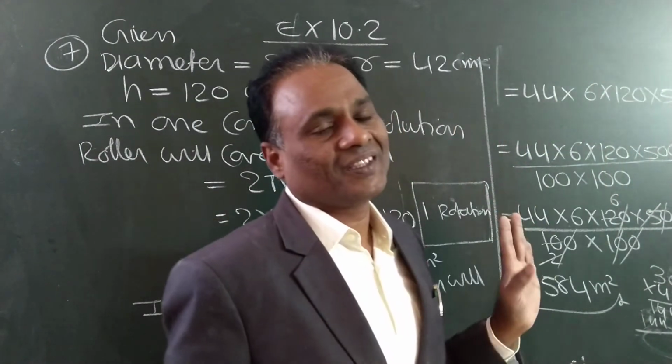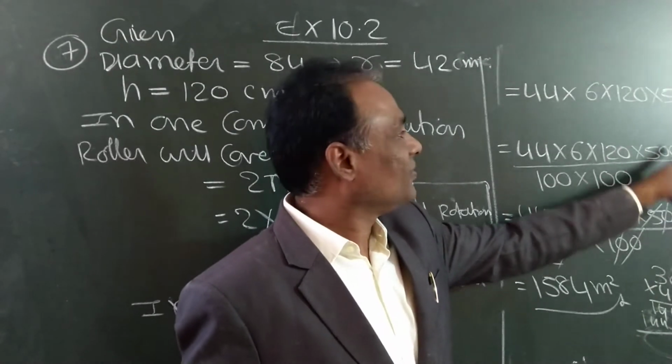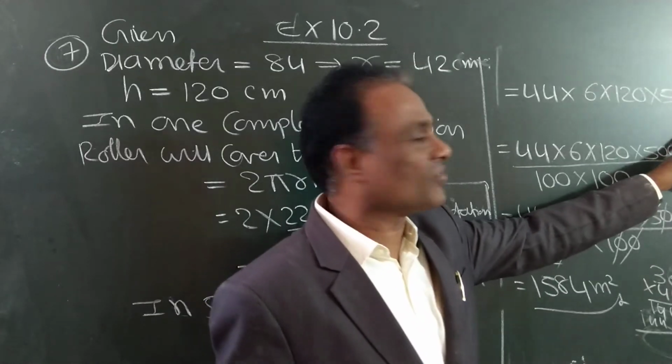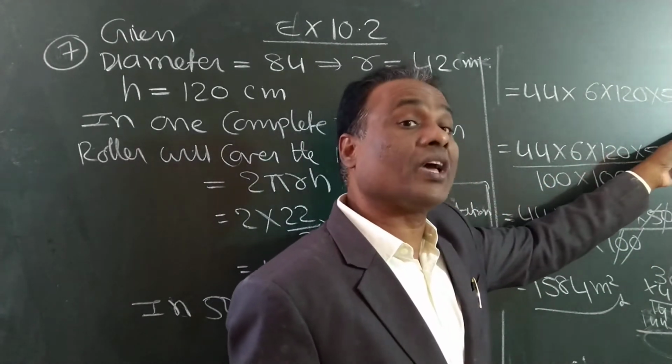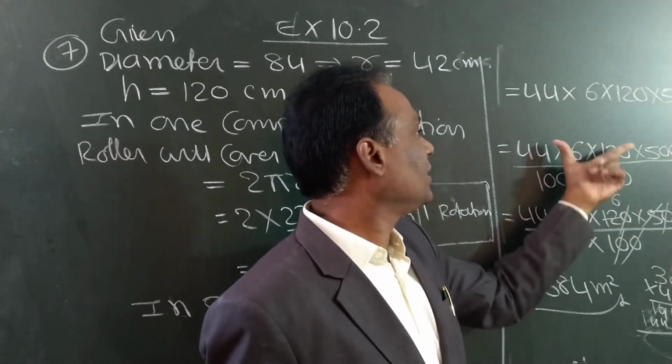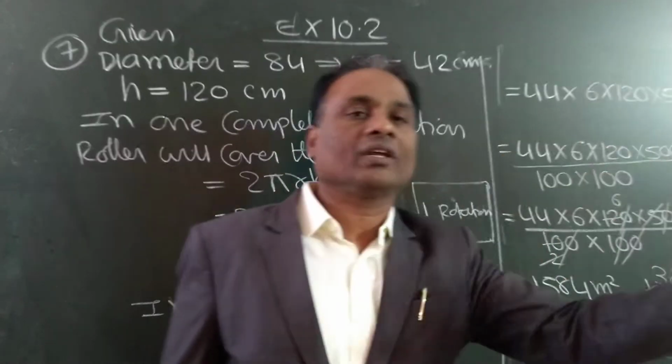The answer we got is in centimeter square, but the answer is required in meter square. So how to convert centimeters into meters? Divide by 100. But centimeter square means 2 times, 100 and 100. Divide this by 100 into 100. So the answer is 1584 meter square. Write it down.